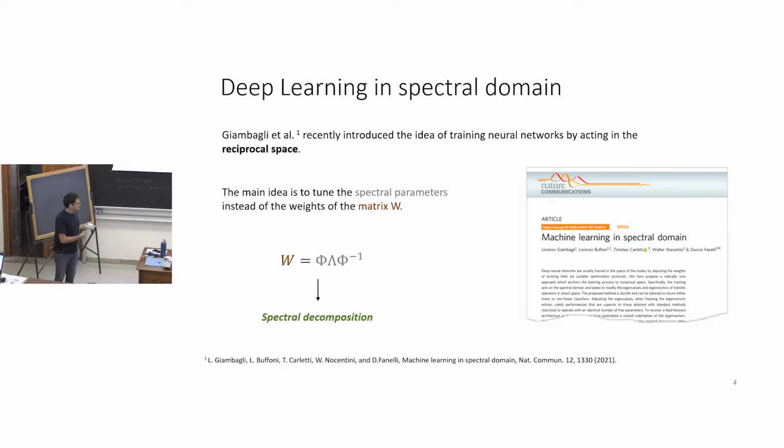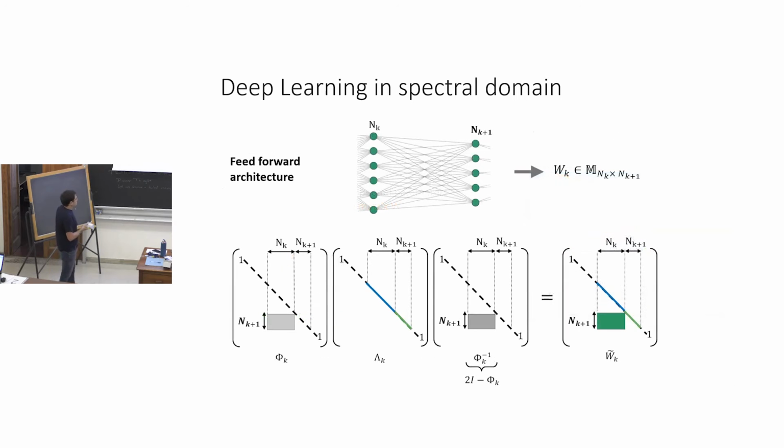Well, this is not a trivial task for a feed-forward architecture because each layer transfer is described by a rectangular matrix. So it's not easy to define a decomposition. However, the authors decided to describe the linear transformation inside the feed-forward network by looking at the global network.